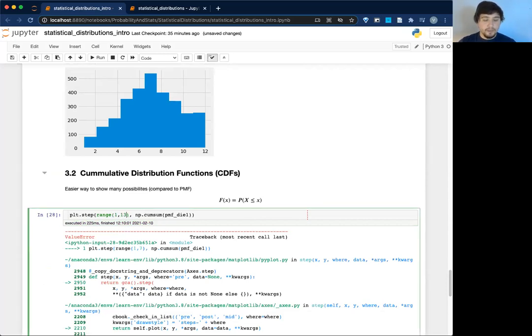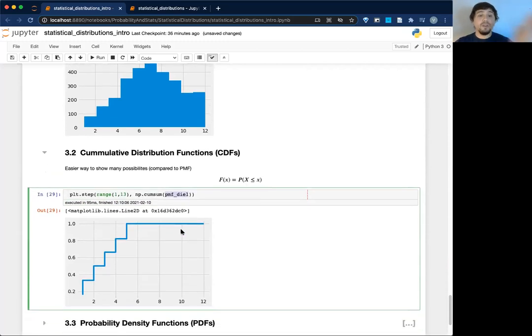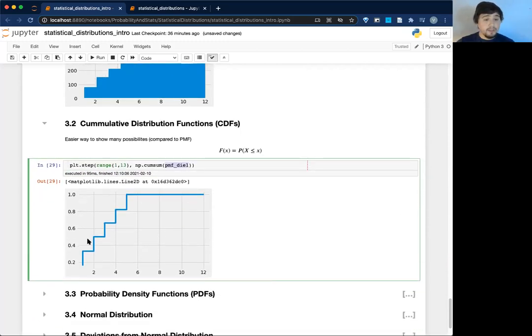Oh, I know why I did 1 through 13. It's because this die goes all the way from 0, 1, 2, all the way to 12. But you can see that after 6, it's just 100%, including everything, which makes sense. You can only roll a die up to 6. So 10 is included in there, because anything above 6 is going to be included. So you can see this kind of goes on forever.